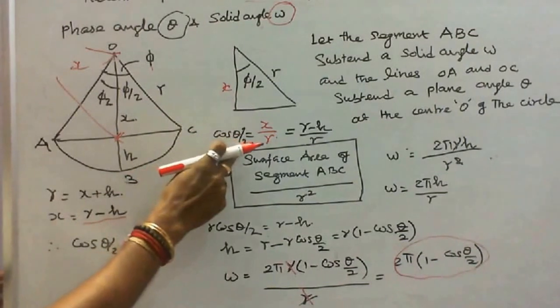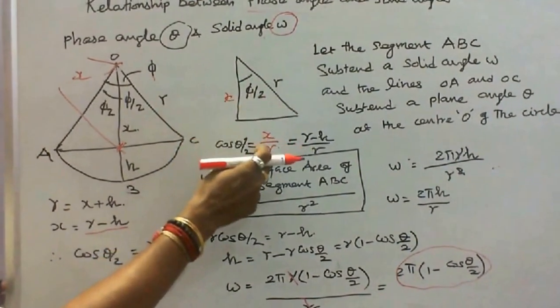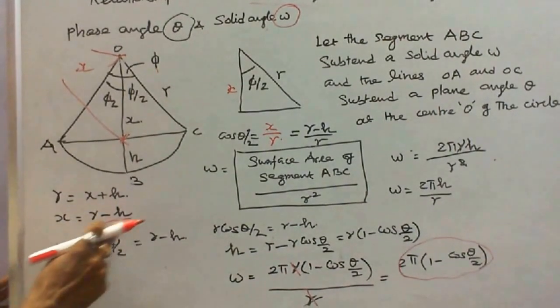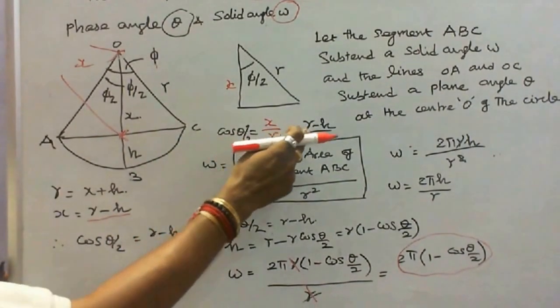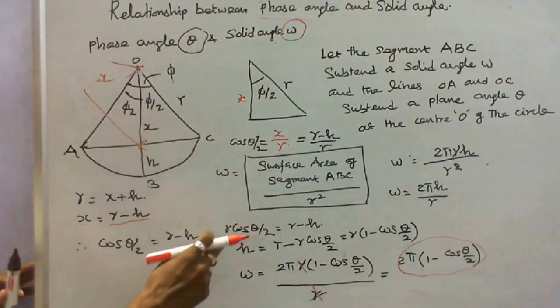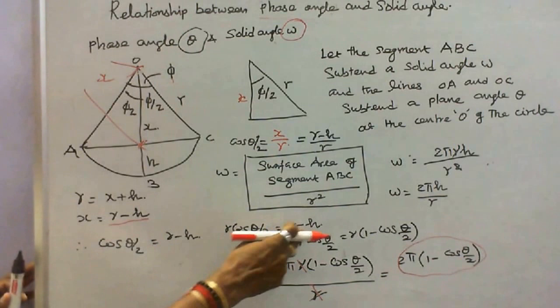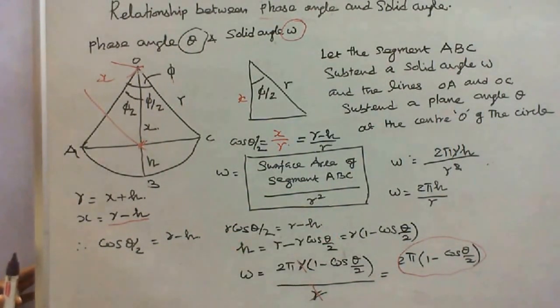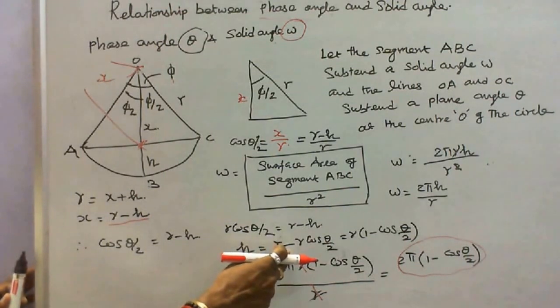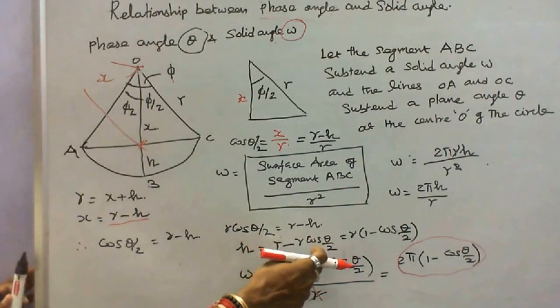Therefore, cos theta by 2 is equal to x by r. I know x is equal to r minus h. Cos theta by 2 is equal to r minus h divided by r. Now, r into cos theta by 2 is equal to r minus h. Therefore, h is equal to r minus r into cos theta by 2.